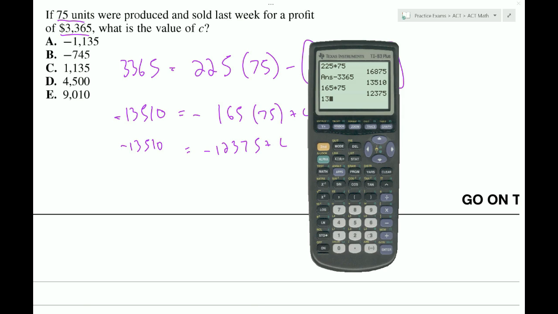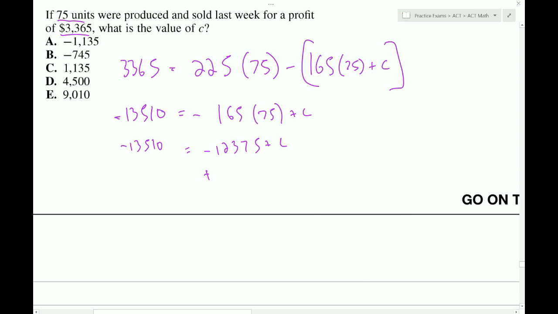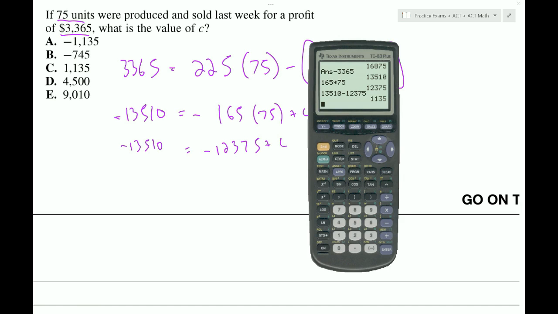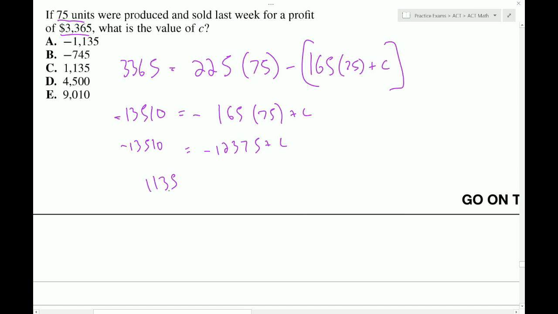So we can do 13,510, right? We could do that minus the 12,375. So that gives, right? So you end up with, they differ by 1135, right? 1135. You just need to know which sign to use. So which of these numbers is greater? Because when you add this, the negative is going to win, right?